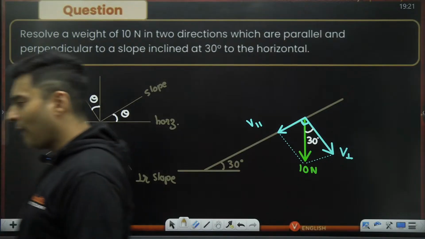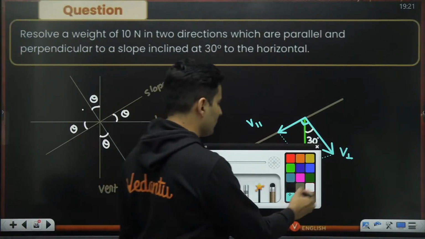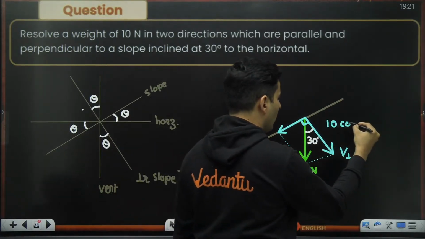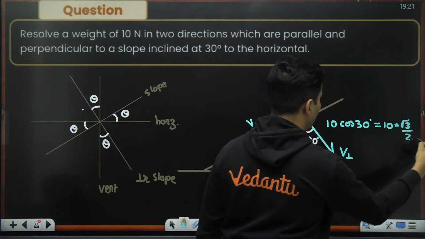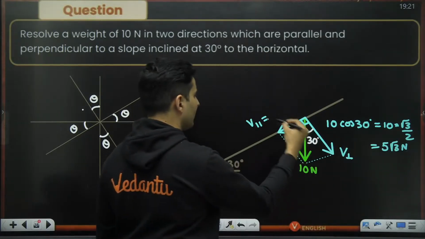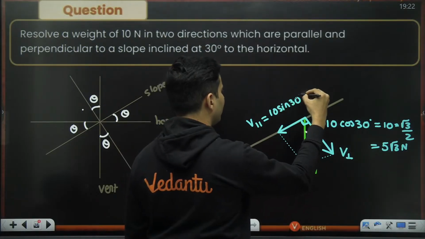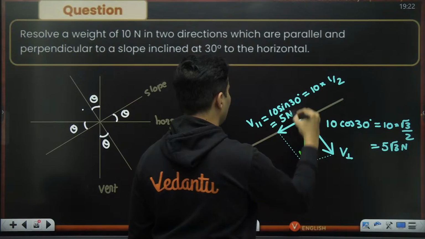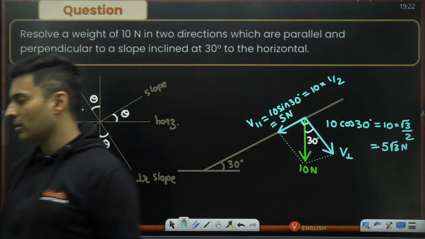Awesome. So now the last part will be to mark the values. This is closer, so cos, so this will be 10 cos 30. Cos 30 is nothing but root 3 by 2. So this will be nothing but 5 root 3 newtons. This is far away from the angle, so this will be 10 sine 30. Sine 30 is nothing but half. So this will be just 5 newtons. So the parallel component is 5, and the perpendicular component is 5 root 3 newtons.